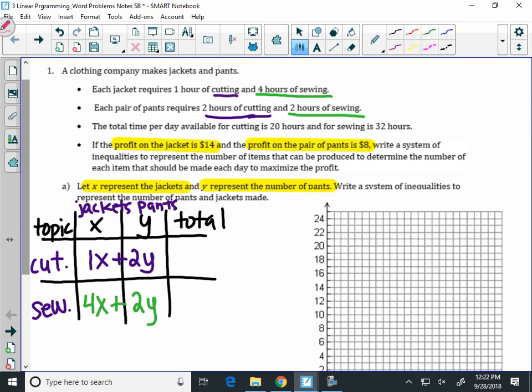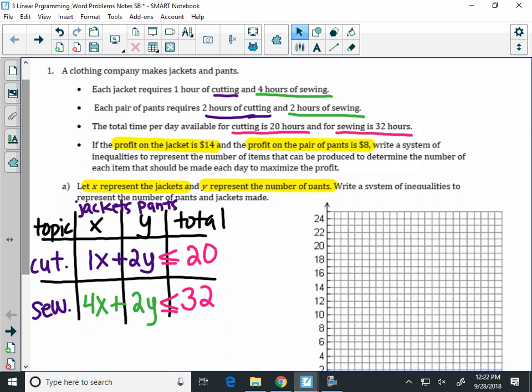So how much total time is available for cutting? 20 hours. Cutting is 20 hours. So put a 20 in the total. Now what symbol should I typically use here when it says you only have up to 20 hours? Less than or equal to. And same thing here. For sewing, there are 32 hours available. I can use less than those 32 hours, but not more. So we're going to do less than or equal to again. So those are the 2 equations that I have in my system. But I'm also missing something. What were the other equations I said you must always include?